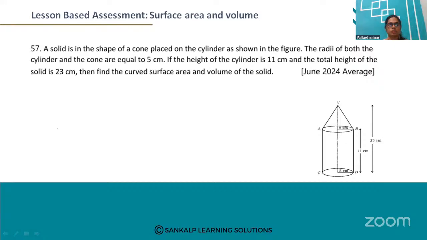Look at the question number 57. A solid is in the shape of a cone placed on the cylinder as shown in the figure. The radii of both the cylinder and the cone are equal to 5 centimeter. If the height of the cylinder is 11 centimeter and the total height of the solid is 23 centimeter. So see the diagram. Find the curved surface area and volume of the solid.